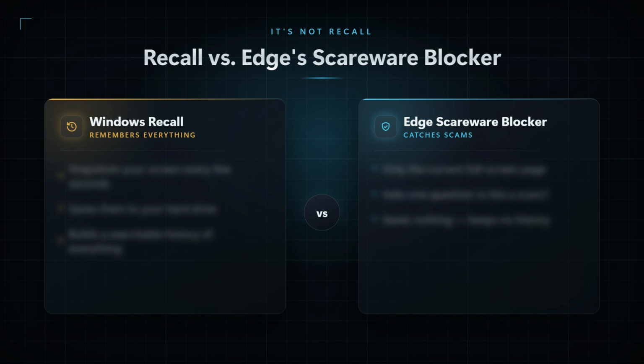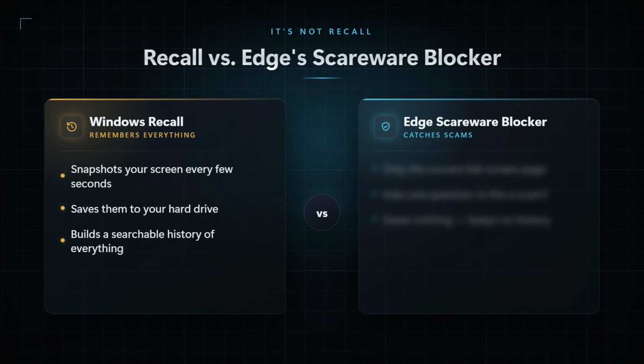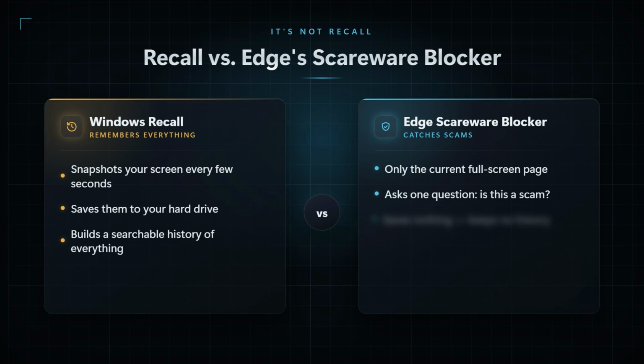Recall is a Windows feature, and its whole job is to remember. It takes snapshots of your screen every few seconds, saves them onto your hard drive, and slowly builds up a searchable history of everything you've been doing on your PC. The Scareware Blocker does none of that. It only ever looks at the one page that's on your screen in the moment, while it's full screen. And it's only ever asking one single question: is this a scam? Yes or no?